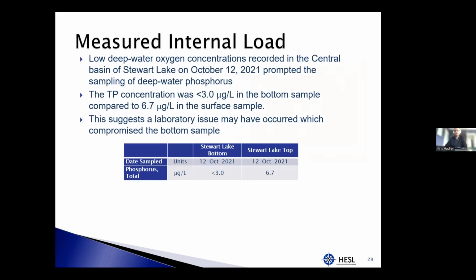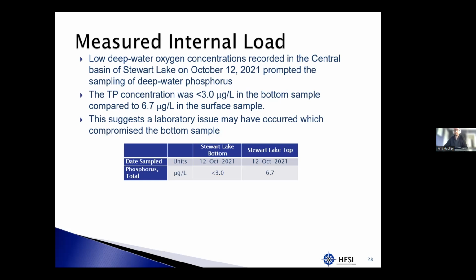So I talked earlier about internal load related to, excuse me, related to dissolved oxygen. So when we sampled the lake, we did look for signs of internal load in the phosphorus concentrations, and we unfortunately didn't find any. So the top sample was 6.7 micrograms per liter. Surprisingly didn't find any, I suppose would be a better way to put that.